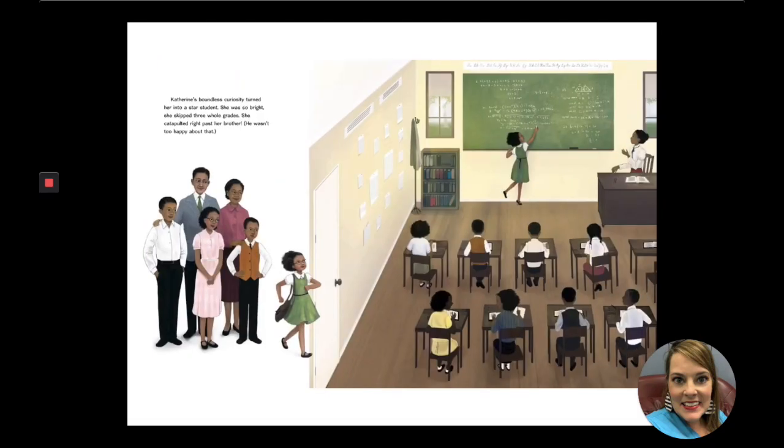Katherine's boundless curiosity turned her into a star student. She was so bright she skipped 3 whole grades. She catapulted right past her brother. He wasn't too happy about that.